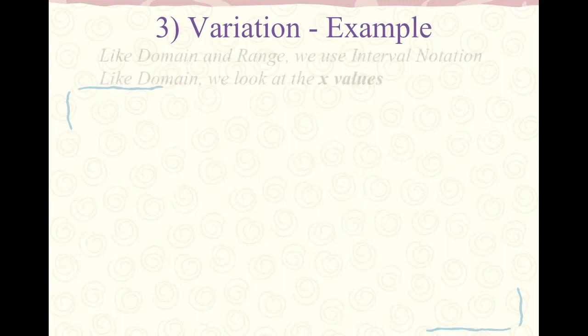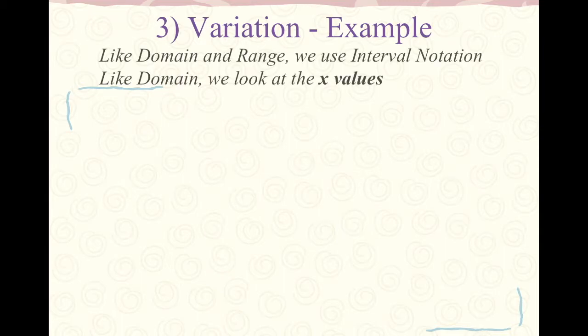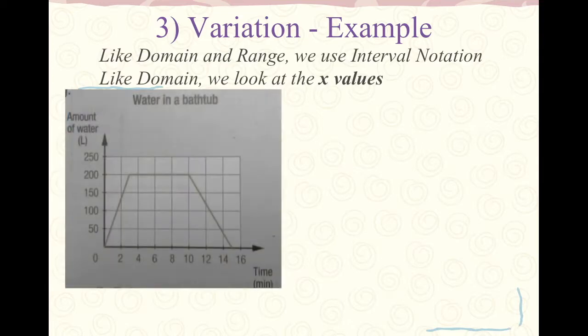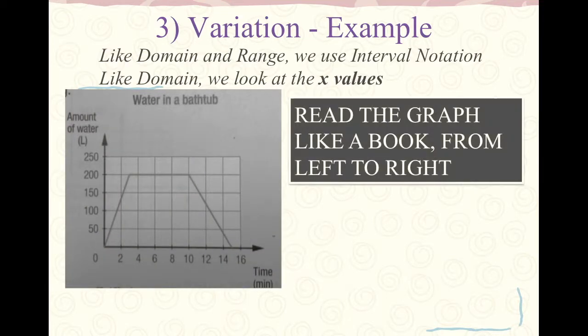All right, so here's an example. Like domain and range, we're going to use interval notation. And like domain, we look at the x values only. I don't care about the y values for this. For any property that deals with x values, read the graph like a book. You read a book from left to right. So we start here, we go here, we go here, we go down here. Okay, so follow my arrow.